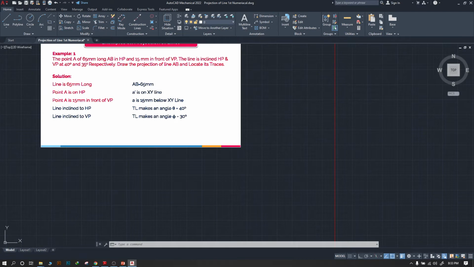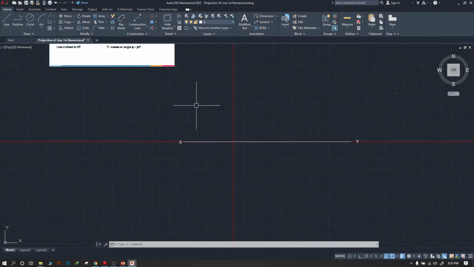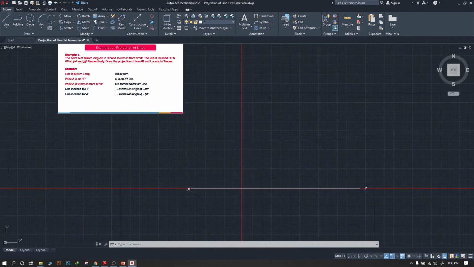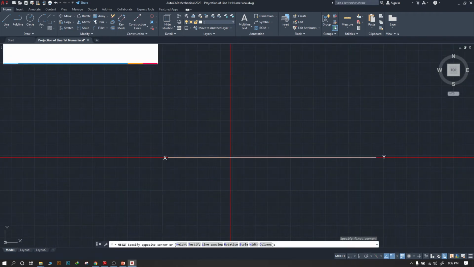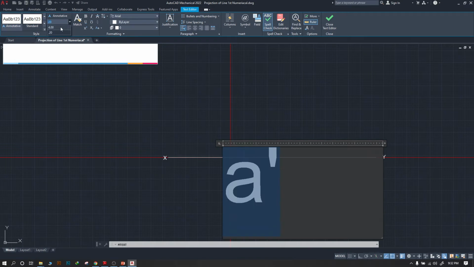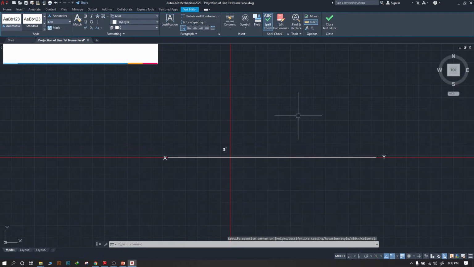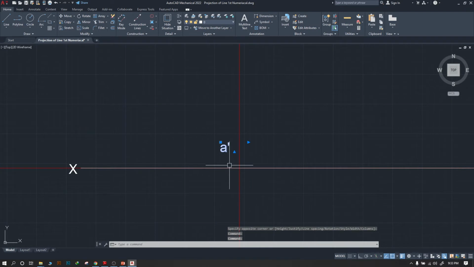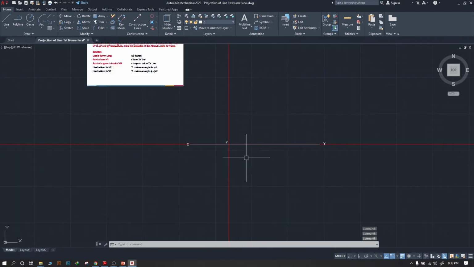As we know that the point A is on HP and the point A is 15 mm in front of VP, that information is with us, that is the position of A dash and A. So we will try to allocate A dash and A first. A dash is on the XY line because it is in HP. To increase the height, we go into the style and increase the height of the letter. So here is our A dash, on the XY line. This is called the projector of A.